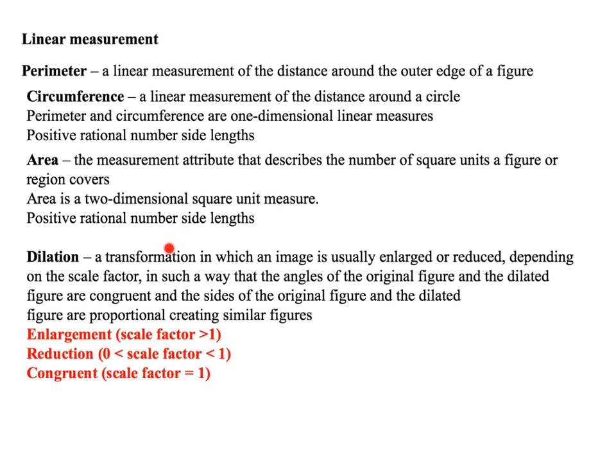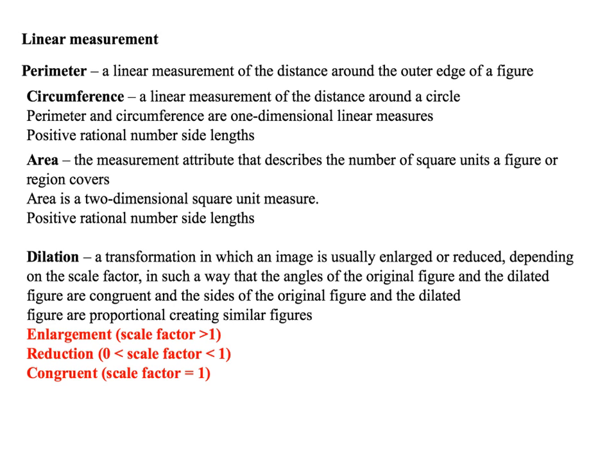So we are still talking about dilation. Let's reiterate. A dilation is a transformation in which an image is usually enlarged or reduced, depending on the scale factor, in such a way that the angles of the original figure and the dilated figure are congruent, and the sides of the original figure and the dilated figure are proportional, creating similar figures. So remember, if we've got dilation, the angles are going to be congruent, and the sides are going to be proportional.